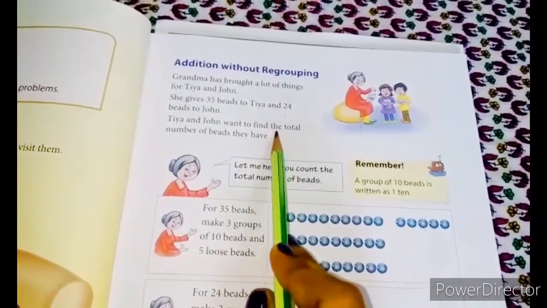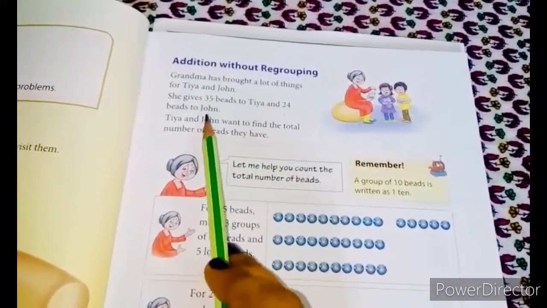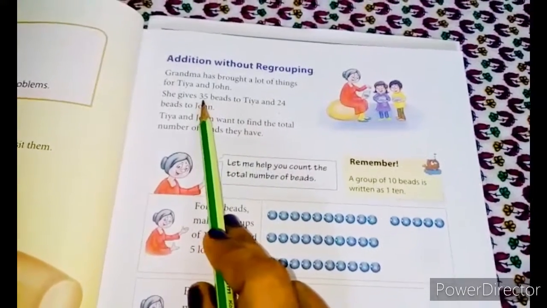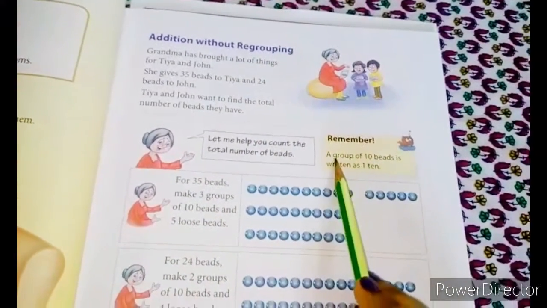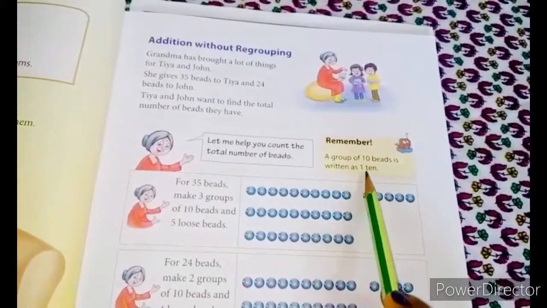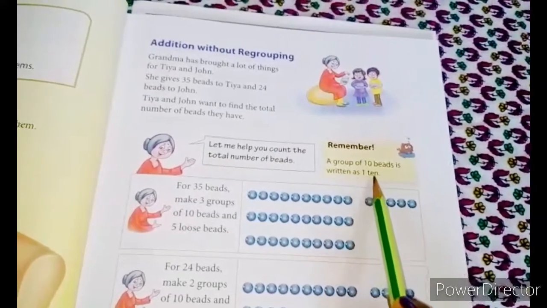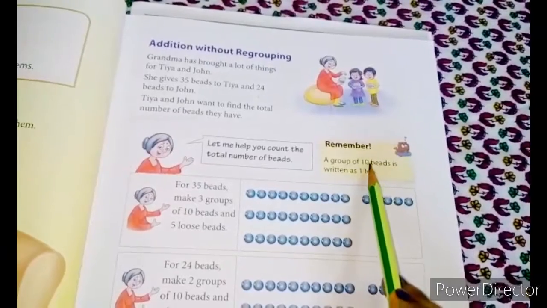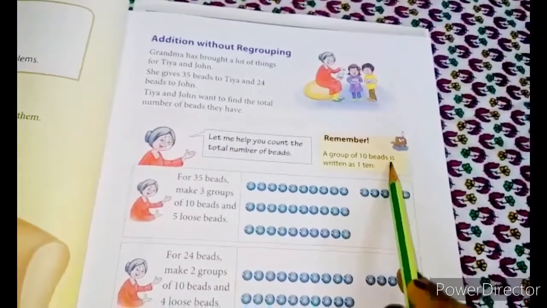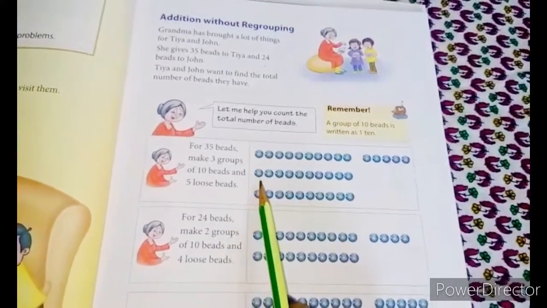So, what is written here? The total number. So we have to add the numbers. We have to add 35 with 24. Remember students, a group of 10 bits is written as 1 ten. That means 1 ten is equal to 10 ones. 1 ten bits is equal to 10 ones bits. Now I am going to explain this problem.